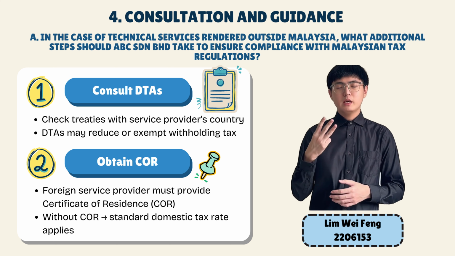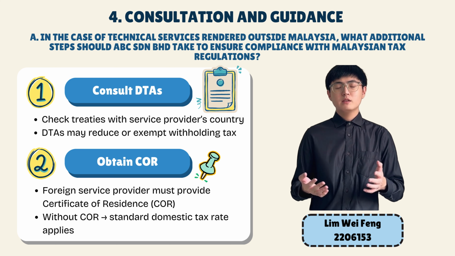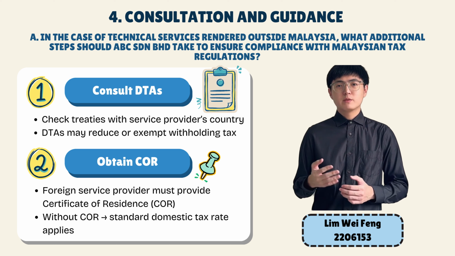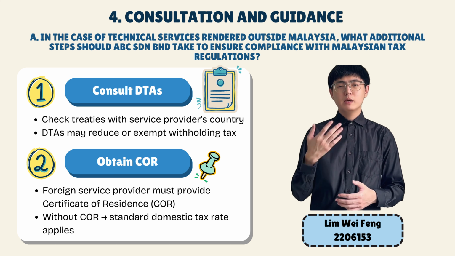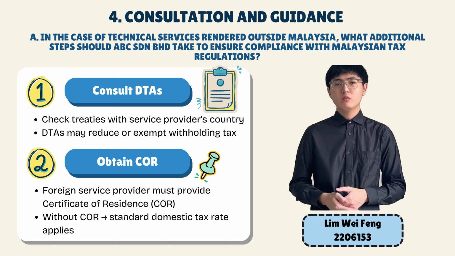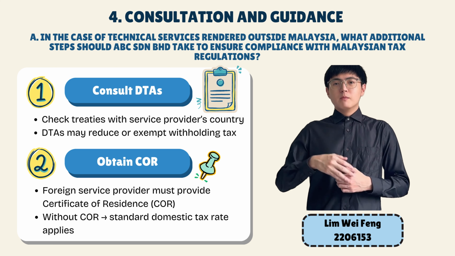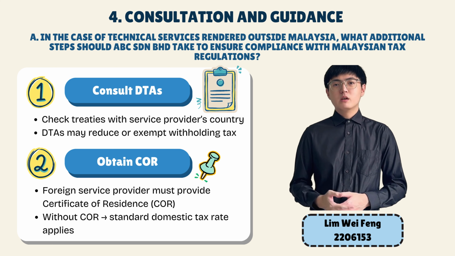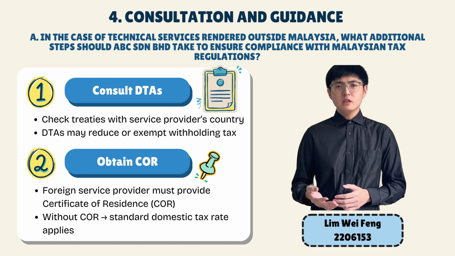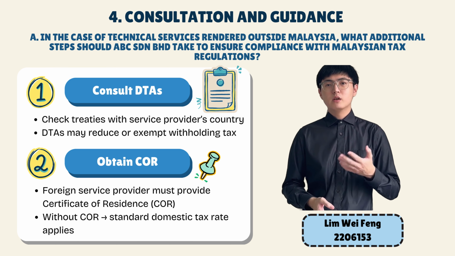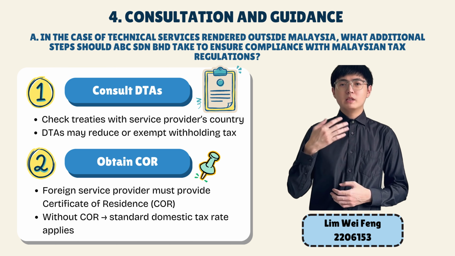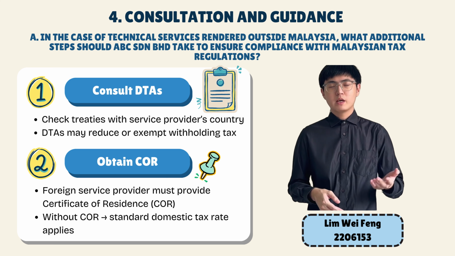In order to guarantee compliance with regulations on technical services provided outside Malaysia, ABC Sdn Bhd needs to take 3 key actions. Firstly, in the case where the non-resident service provider's home country has a double taxation agreement, DTA, with Malaysia, ABC may first consult the stipulations of the related treaties to determine whether the withholding taxes will be tax exempt or charged at a lower tax rate.